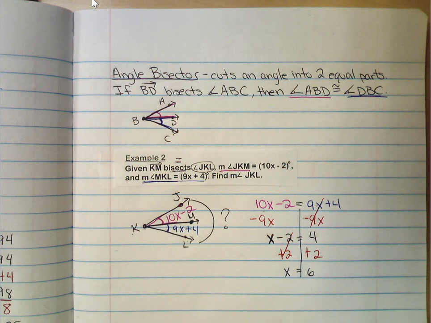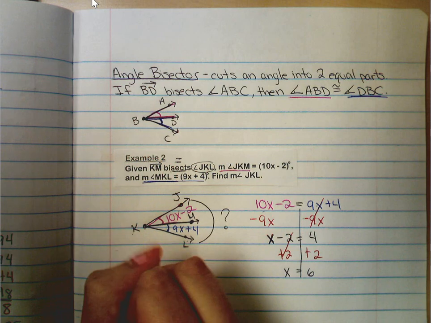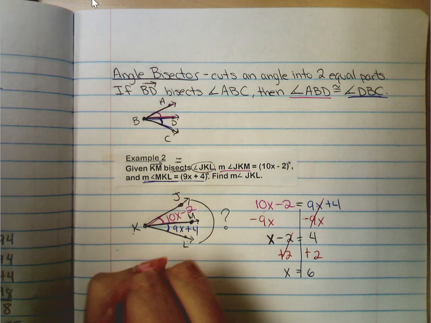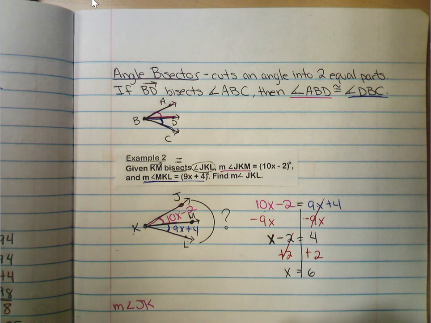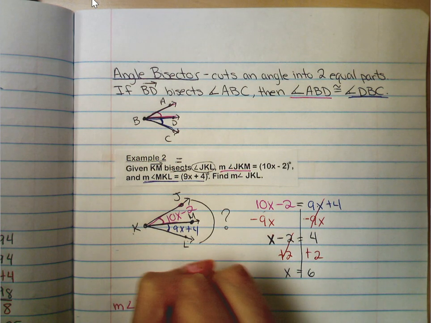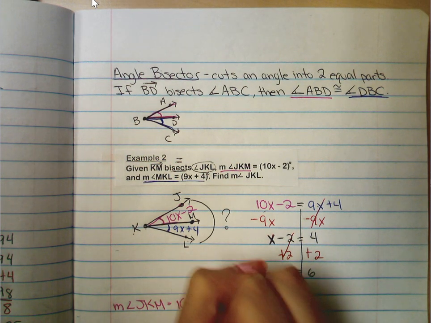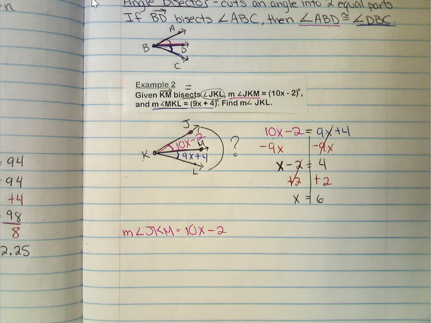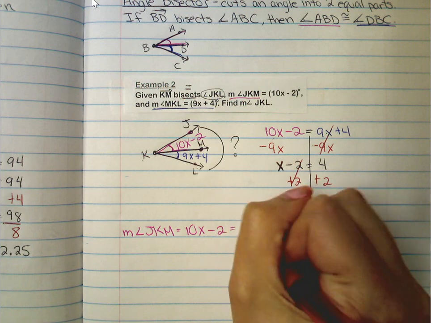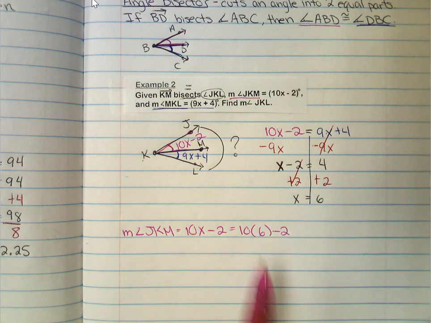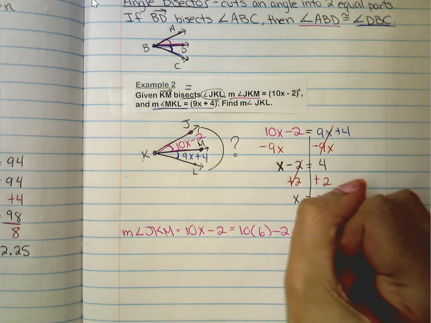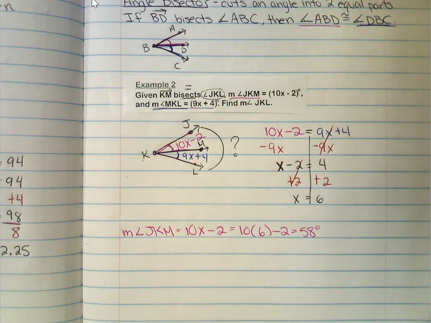So if I plug it in for the pink one, that's JKM. That's 10x minus 2. I'm just gonna replace the x with the 6. So 10 times 6, that's 60, minus 2, that's 58. So that pink angle is 58.